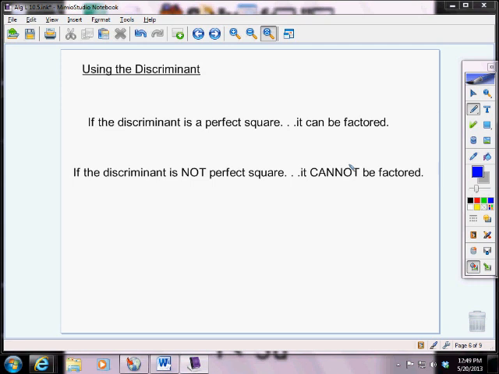So remember our discriminant, that's part of our quadratic formula. It's just the part that says b squared minus 4ac. If that part is a perfect square, it can be factored. But if it's not a perfect square, it cannot be factored.